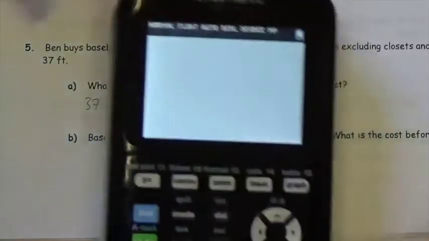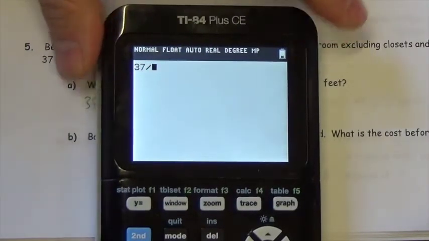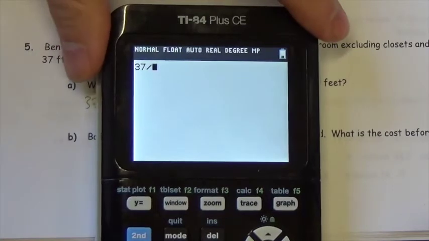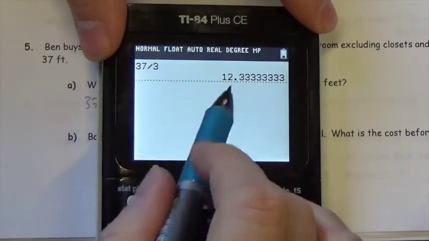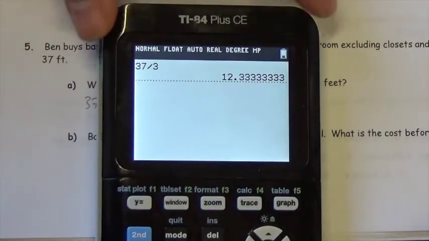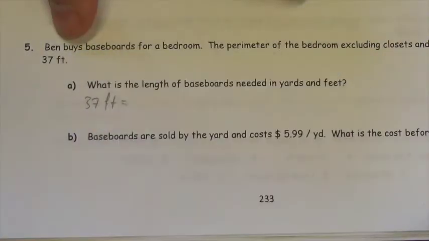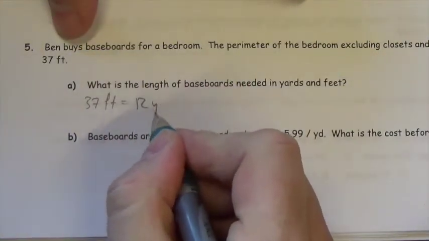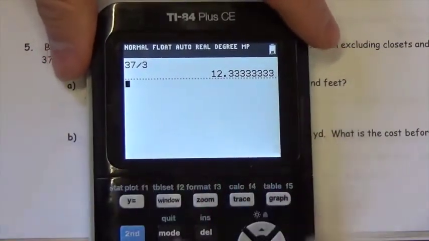So what we'll do is we'll take 37, divide that by, well, how many feet in a yard? There's 3, so we're going to divide this by 3. So 12, and then we're going to get that 0.33 left over there. So we know we got 12 complete yards. And then this 0.333 represents the fraction of a yard left over.